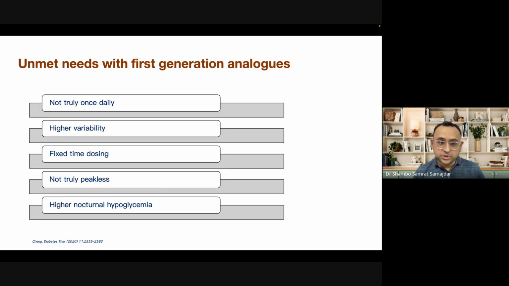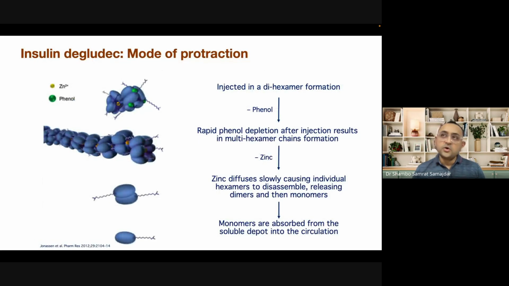Fixed time dosing. And we can see there is a certain level of peak, so it is not truly peakless. And there were incidences of higher nocturnal hypoglycemia. To solve this, we need something more prolonged in action.